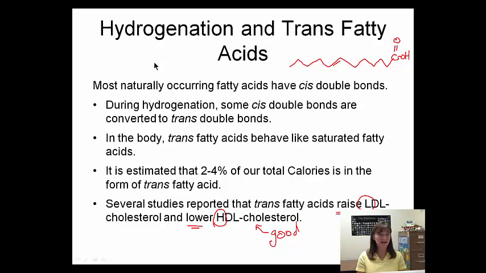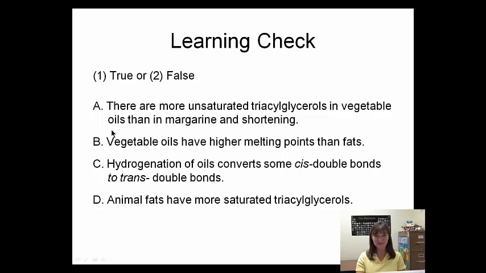The only bullets that I would expect you to memorize from this slide are these first two. I wouldn't test you on the other two. So, true or false question: there are more unsaturated triacylglycerols in vegetable oil than in margarine and shortening. And hopefully you said yes, because margarine and shortening have a higher melting point than vegetable oil.